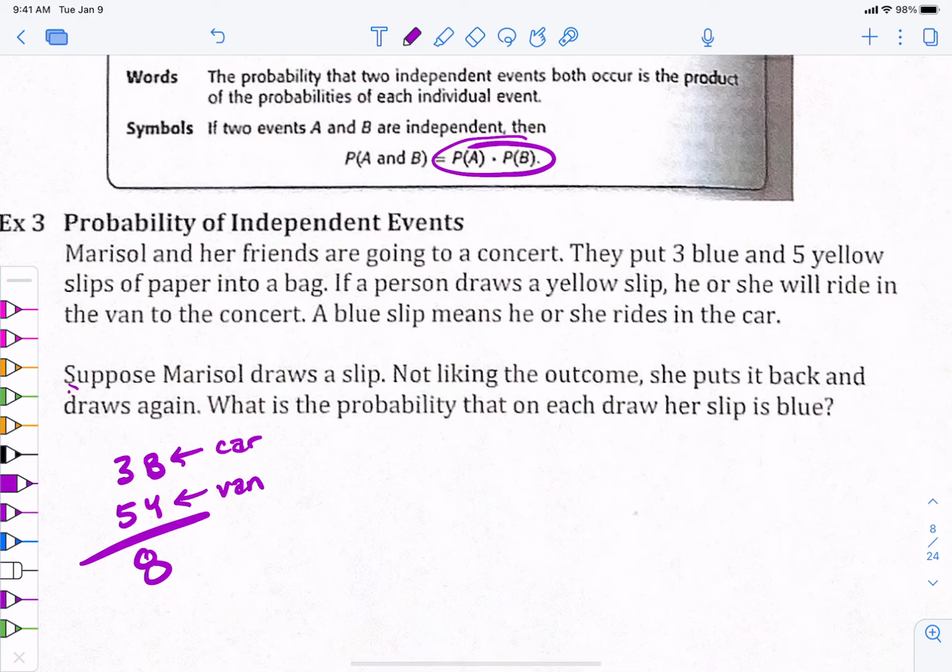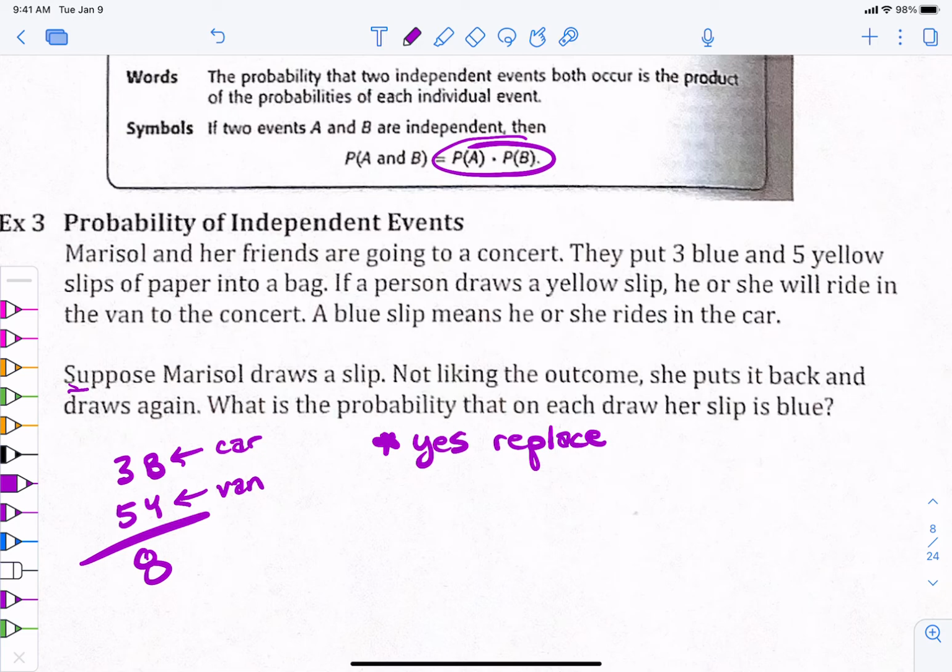Suppose Marisol draws a slip. Not liking the outcome, she puts it back again. What does that mean? It's in your place. Yes, replace. She's putting it back in again. Now, if she's smart and she doesn't like her outcome, what would be the better idea? Just keep it out, right? Because then you have a higher chance of getting something that you do want. If you put it back, you could end up drawing the same slip again. That stinks, right? She's not smart. So, not liking the outcome, she puts it back.